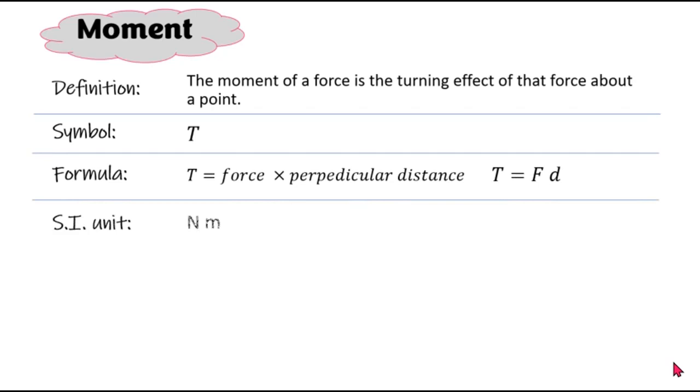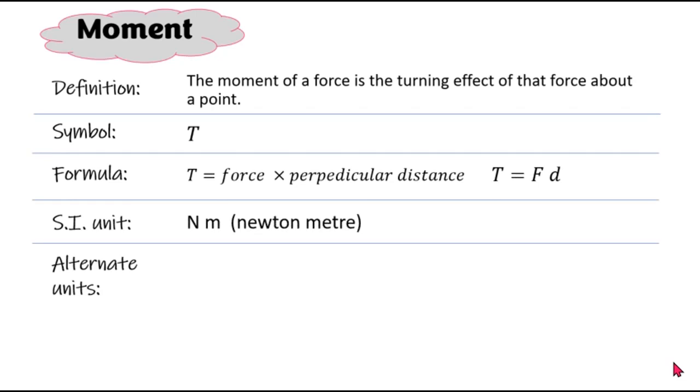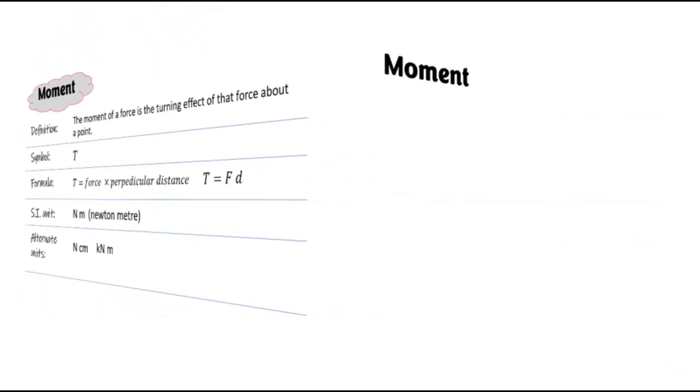The SI unit of moment is the Newton meter. Alternate units for this are the Newton centimeter, and we can also have the kilonewton meter. So now let's try some examples.